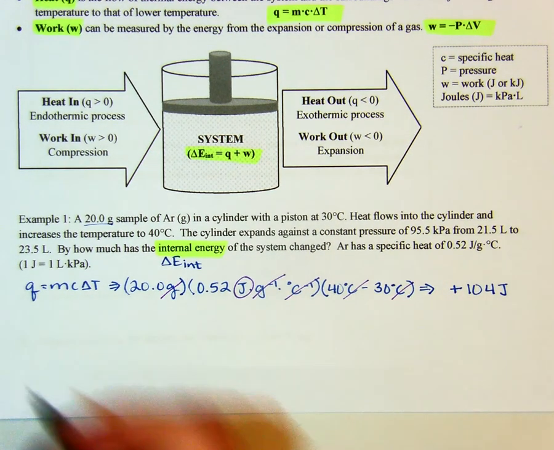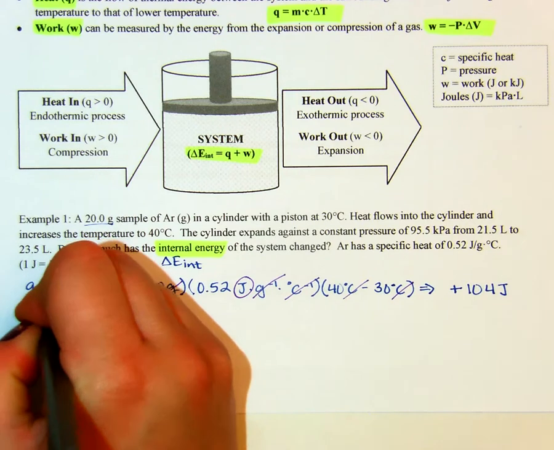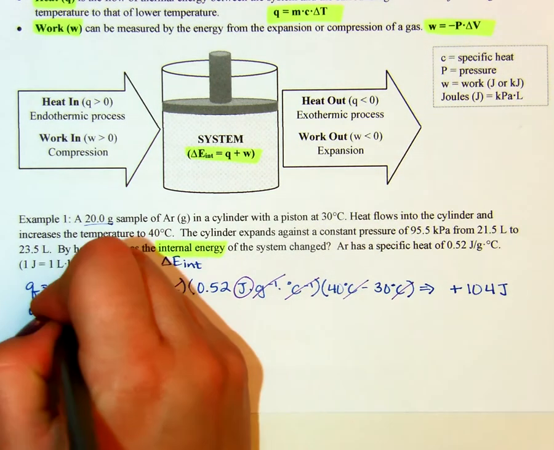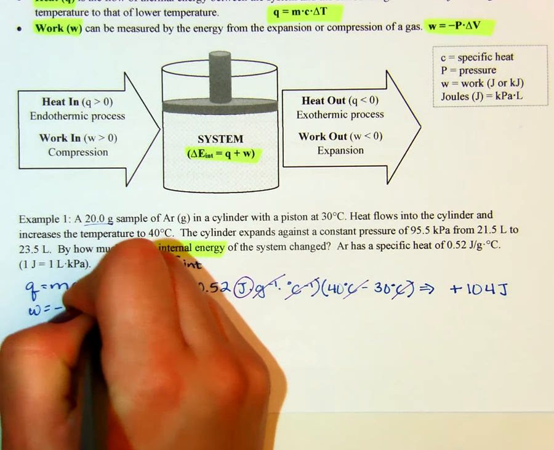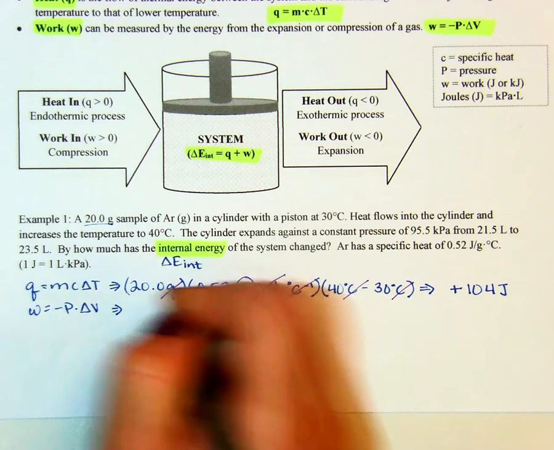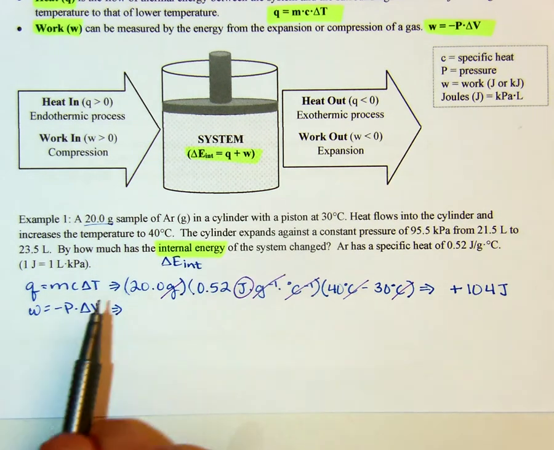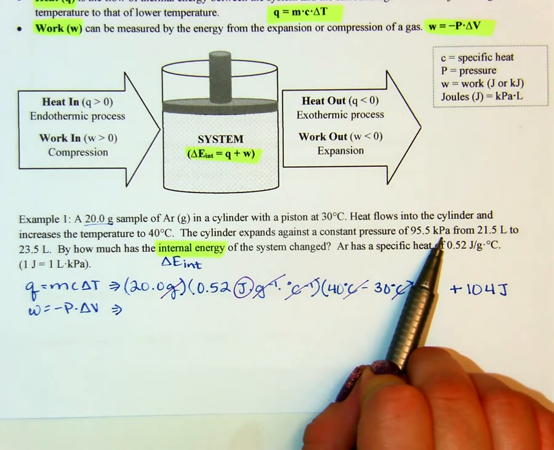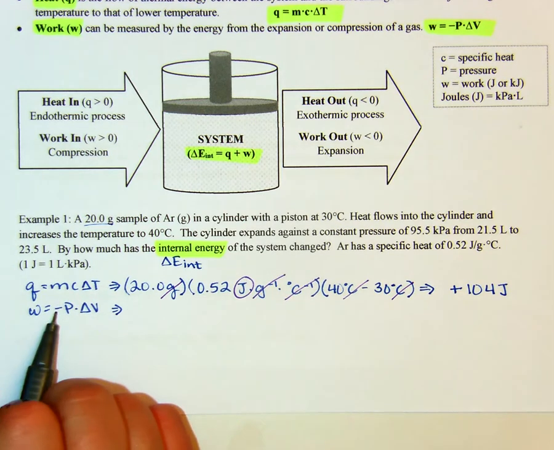Now we need to find the work. So we'll use our equation that we had above. Work equals negative P times delta V. So work equals negative pressure times delta V. So I'm given my pressure. I believe it is 95.5 kilopascals. So I'm going to go ahead and plug that in. Don't forget your negative sign here. We're going to carry this negative sign over.